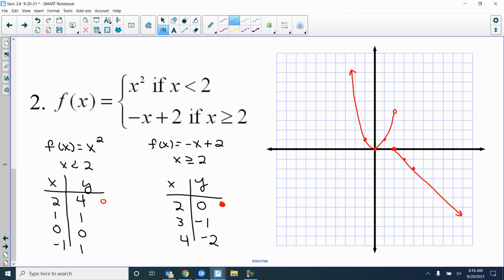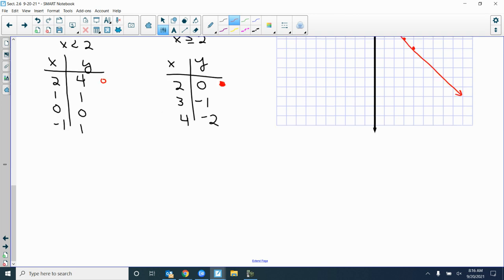All right, I want you to think about this. What's f of negative 4 equal, and what's f of 5 equal? So you can figure that out. F of negative 4, f of 5.